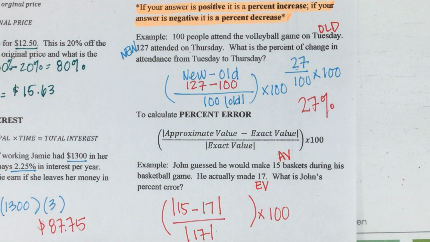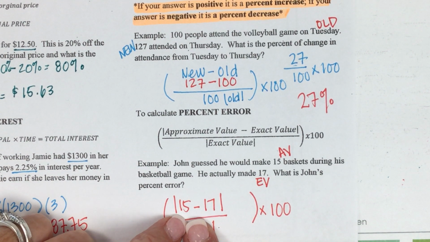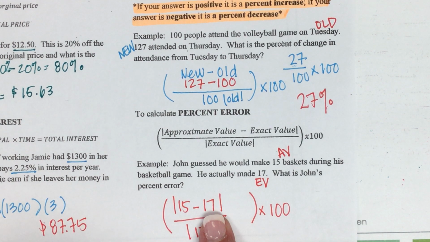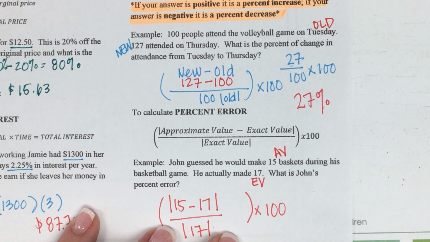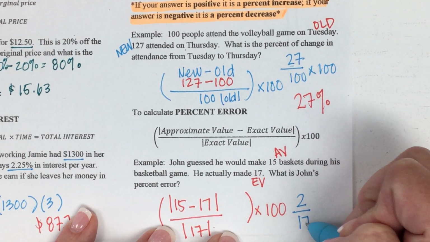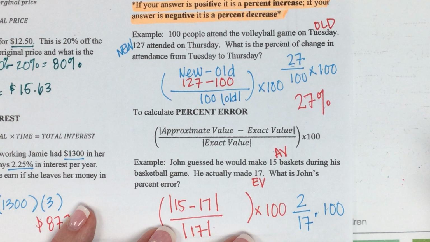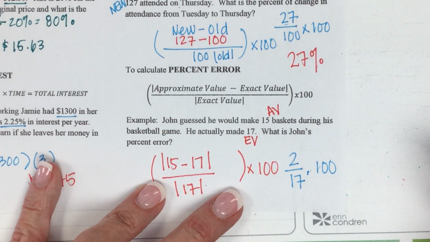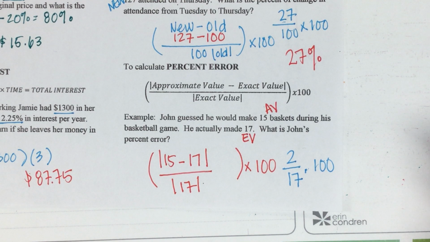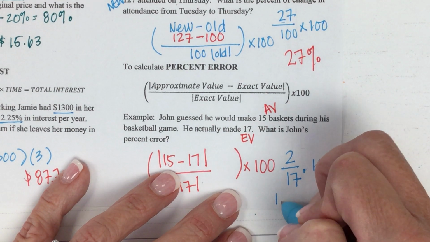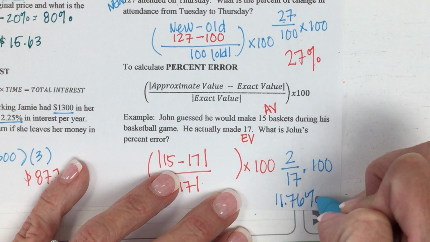Can't have a negative. Remember, it's the absolute value. So if I have the absolute value of 15 minus 17, it should be what? 2, right? Because the distance from 0 is 2. If you have a negative 2, so it'd be 2 over 17, right? Times 100. What's my percent? Somebody? 11.76%. All right, look here.